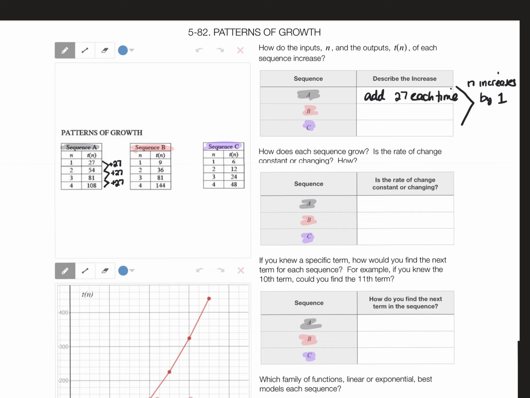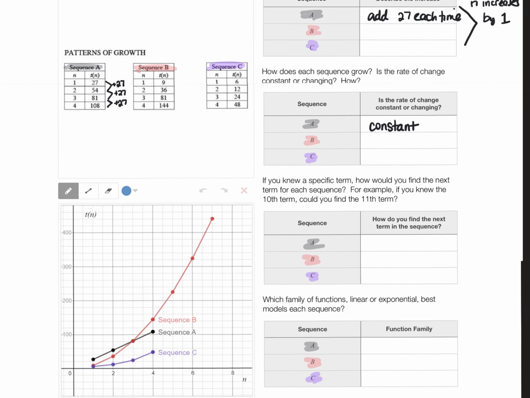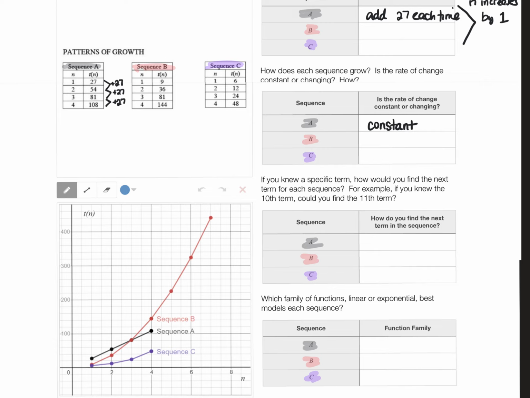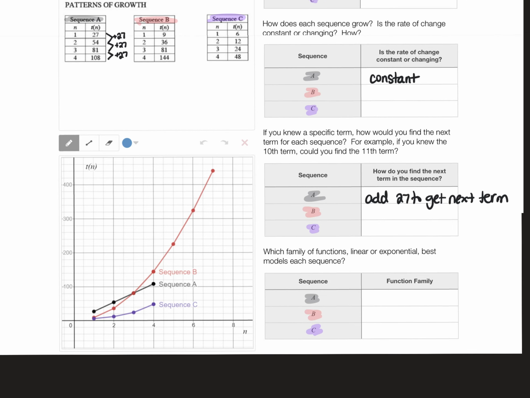Now I'm going to go ahead and just answer all the questions for sequence A first. Is the rate of change constant or changing? Well, it's adding every time the same number, so that would be a constant rate of change. The next question says, if you knew a specific term, how would you find the next term for each sequence? For example, if you knew the 10th term, could you find the 11th term? Absolutely. If you knew the last term, all you have to do is add 27 to get the next term. And then what family of functions, linear or exponential, best models each sequence? So when we look at sequence A, that looks like it's going to be a linear function.